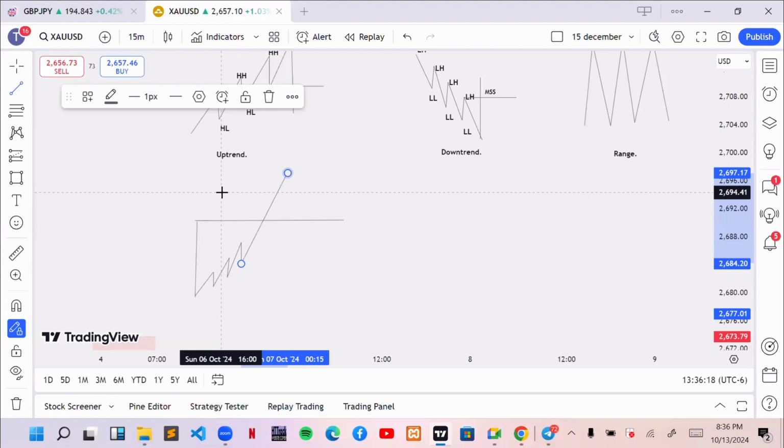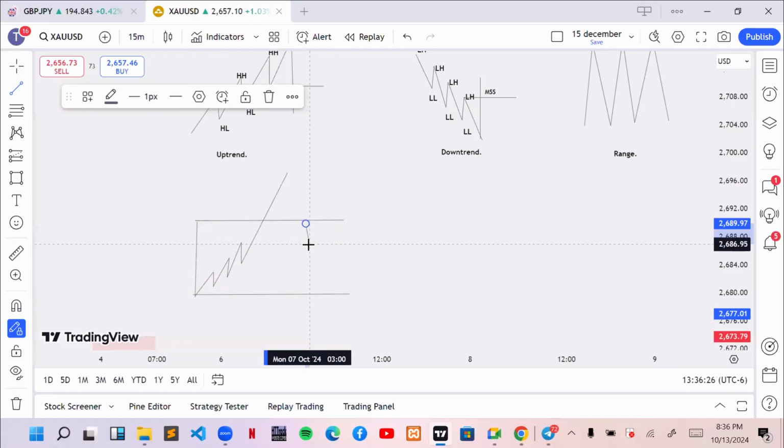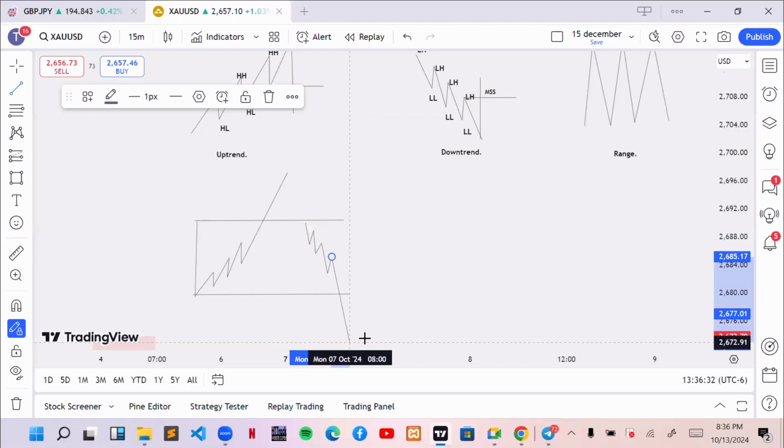Same thing if this was a support zone right here, and the market was on a downtrend, making a series of lower highs and lower lows. And all of a sudden, it does something like this. It has broken this key level, which is a support zone. So now what you're still going to be looking for is sells, because this was a break of structure and not a market structure shift.